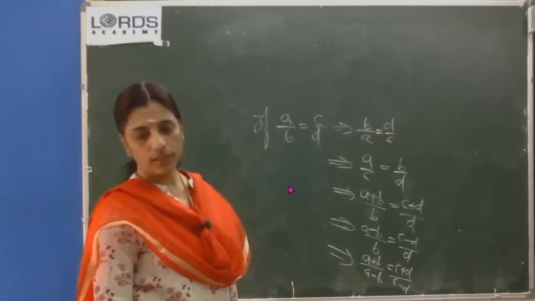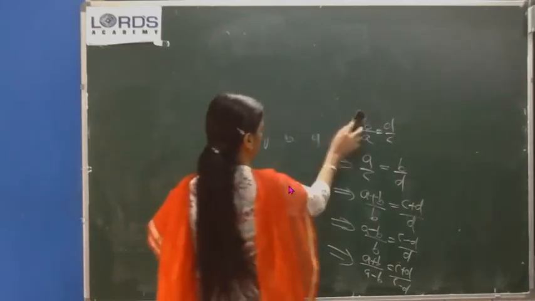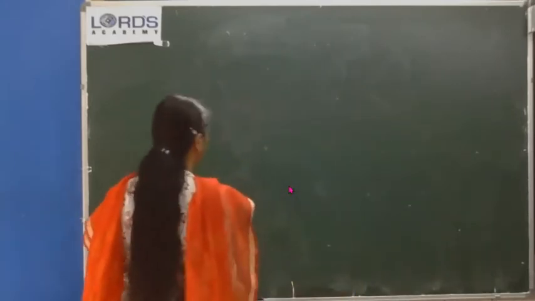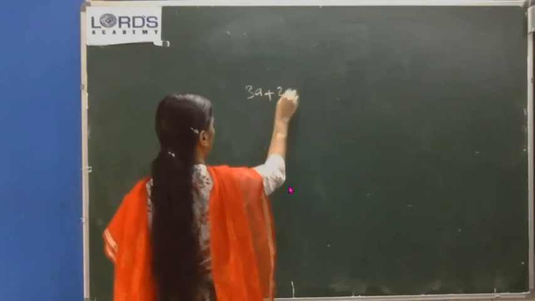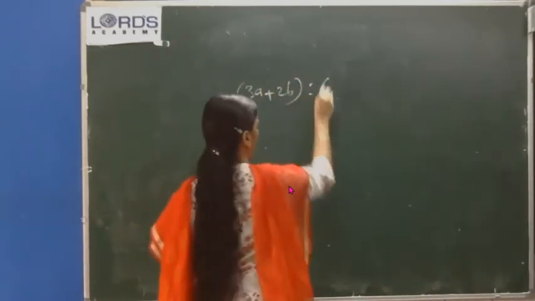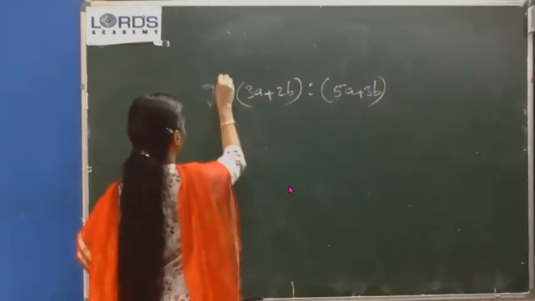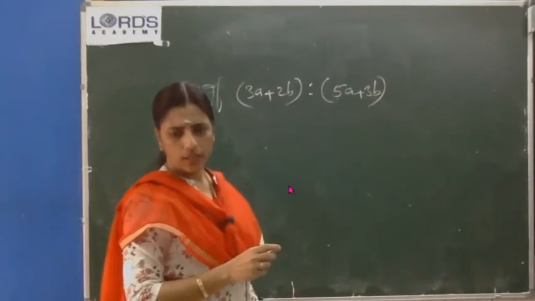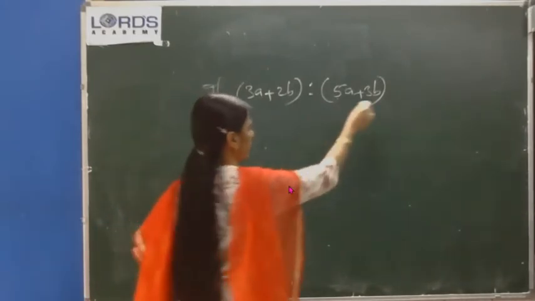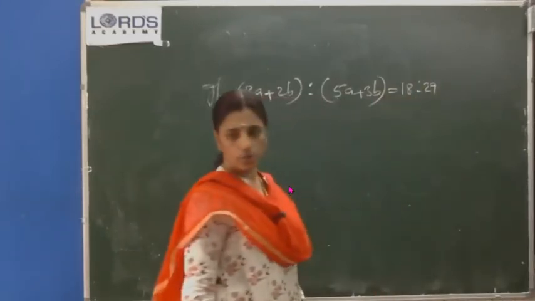If 3a plus 2b is to 5a plus 3b is equal to 18 is to 29, find a is to b.